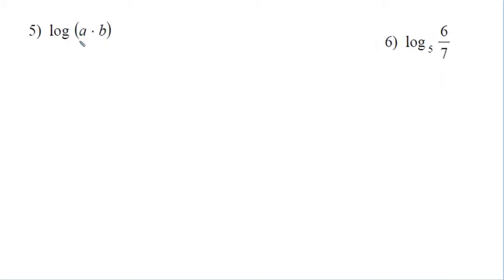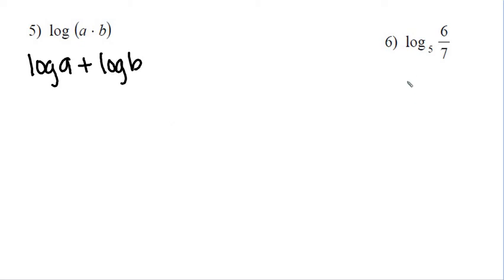Number 5, so I have a product, so that's product rule. Product rule says that I can take that and write that as the sum of two logarithms. So the sum of log of A plus log of B. Again, how do I know I'm done? No multiplication, no division, and no exponents left.